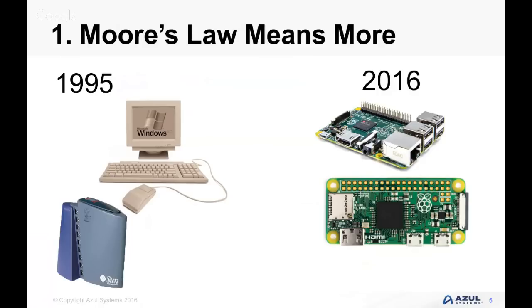Now, if you move forward 21 years, Moore's Law says that the processing power of computers doubles roughly every 18 months to 2 years. So if you say 2 years, then what we're looking at is effectively a 1,000-fold increase in the processing power that's available to us in machines today.